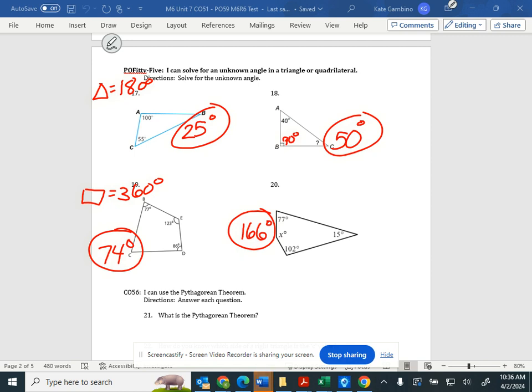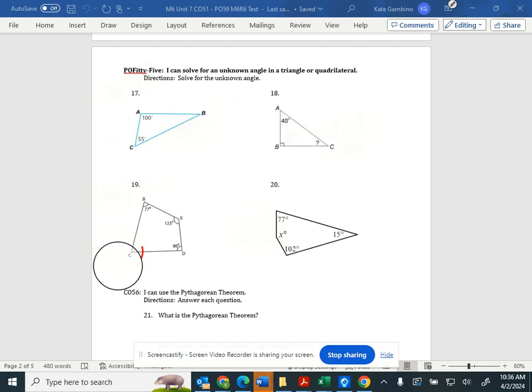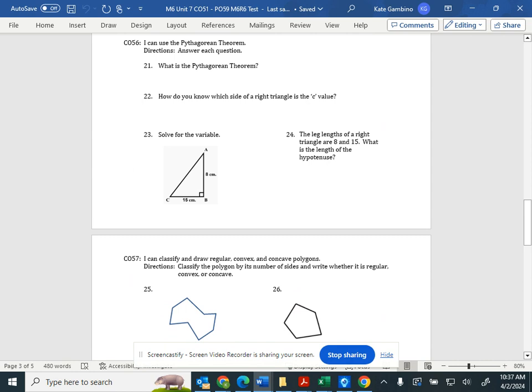All right, this last one, the Pythagorean theorem. Ooh, some of us really had a hard time with this. So let's really pay attention. First question, what is the Pythagorean theorem? Who can tell it to me? Mana. A squared plus B squared equals C squared.